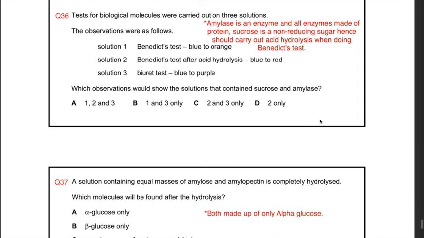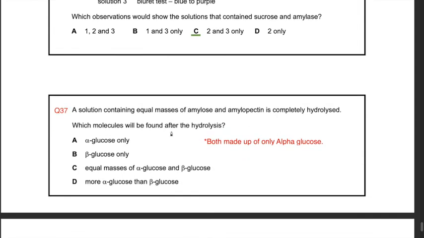And sucrose. Sucrose is a disaccharide and hence is a non-reducing sugar. How do you carry out the Benedict's test for non-reducing sugars? You should carry out acid hydrolysis first, then the Benedict's test. Therefore, solution 2 is also a correct observation. Solution 1 is not a correct observation as solution 1 is only carried out for reducing sugars, whereas sucrose is a non-reducing sugar. Hence the answer is C, 2 and 3 only.